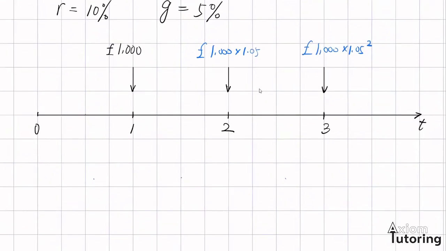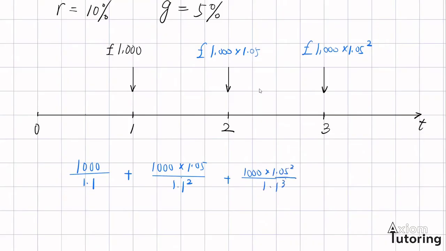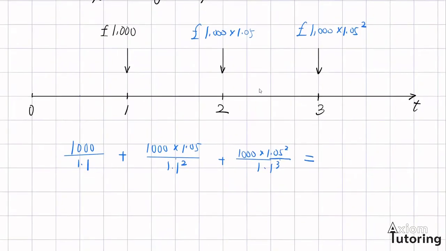We can still do it in the manual way, which is discounting the individual cash flows separately and then adding them up together. So let's try this. I have 1,000, which is the first payment, divided by 1.1, just discounted once, and 1,000 times 1.05 divided by 1.1 to the power of 2, and then 1,000 multiplied by 1.05 to the power of 2, and then divided by 1.1 to the power of 3. Okay, I can add these numbers together, and it should give me 2,604.18 pounds. Okay, so that's the present value.